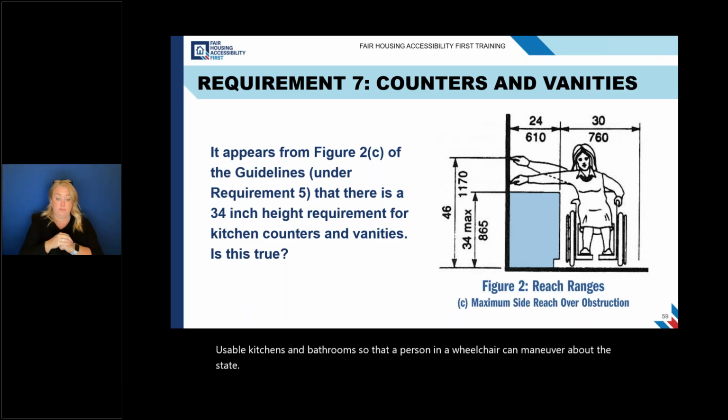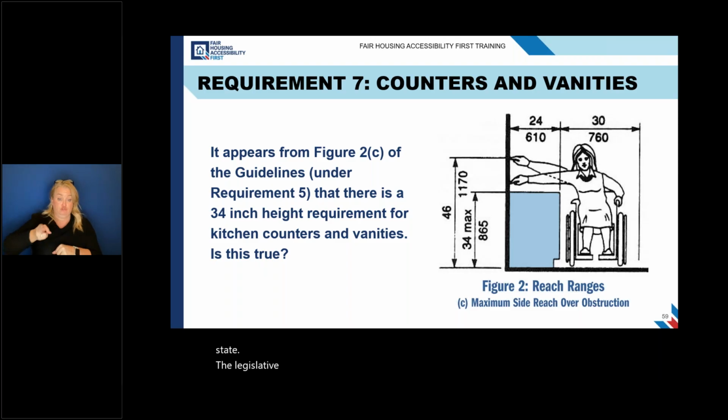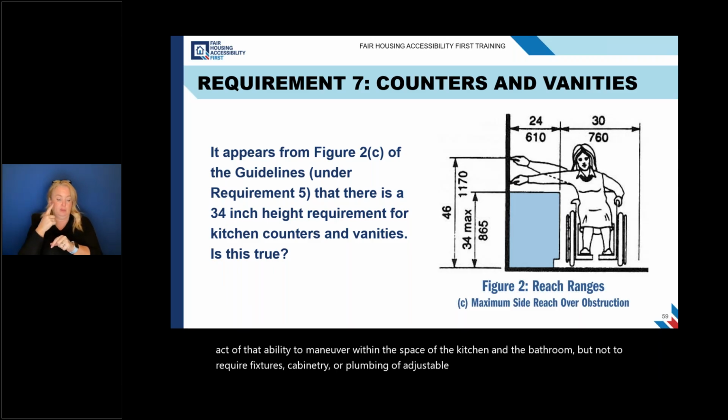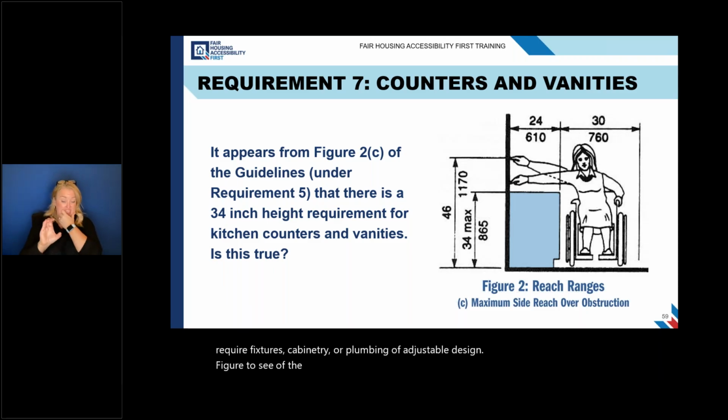The legislative history of the Fair Housing Act makes it clear that Congress intended that the act affect ability to maneuver within the space of the kitchen and the bathroom, but not to require fixtures, cabinetry, or plumbing of adjustable design. Figure 2C of the guidelines is illustrating the maximum side reach over an obstruction.